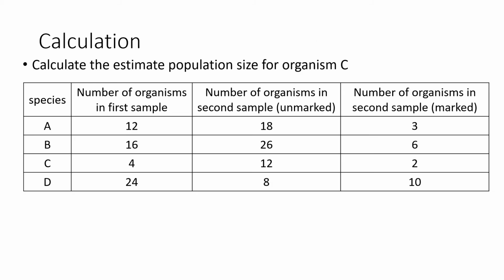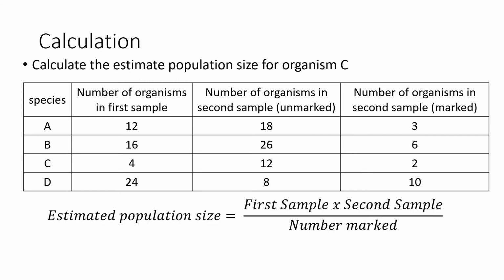This is an example of the kind of question you could get in the exam. You're given a table and asked to calculate the population size for organism C. Pause the video, have a go at the question, and then when you've got your answer, we can go through it. So pause the video now. The question asked you to calculate the population size for organism C. The first thing you need to be able to do is recall the equation that you need to use. Then you take the information from the table and put it into the equation.